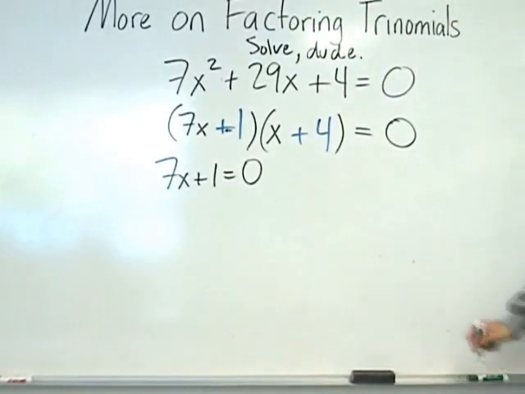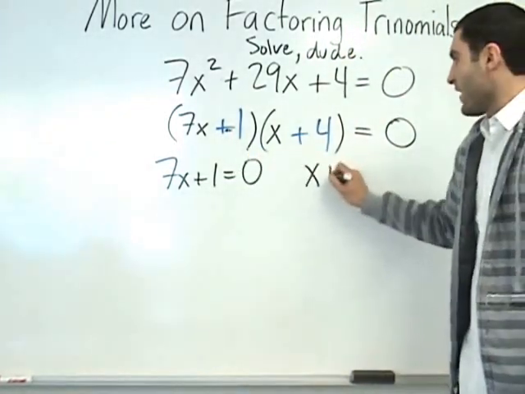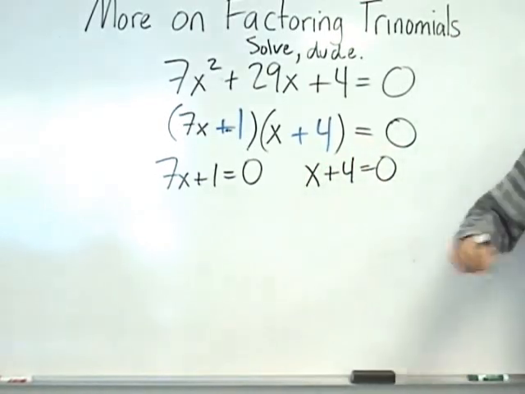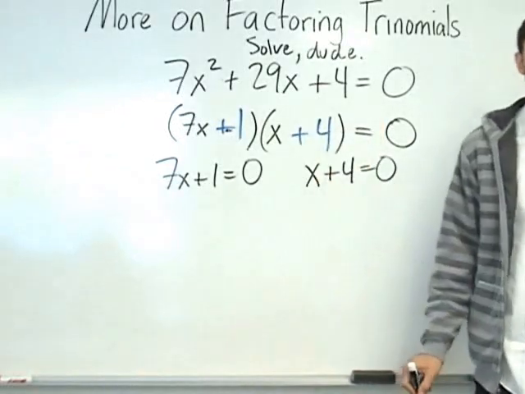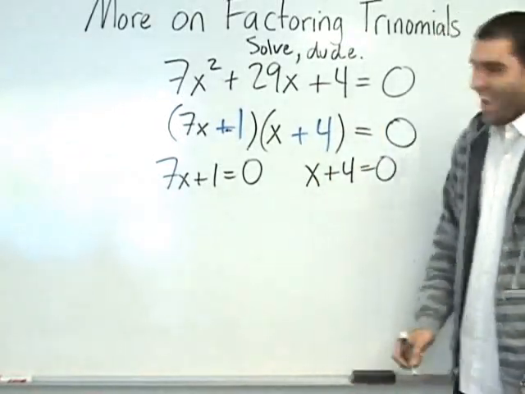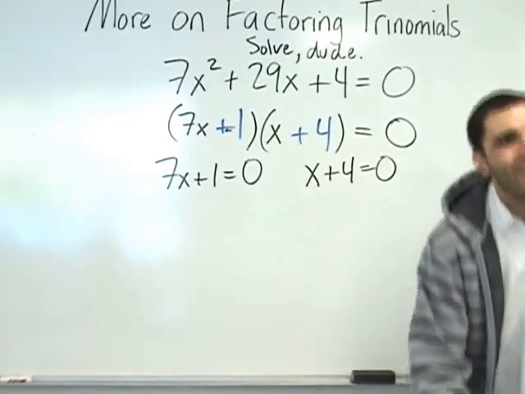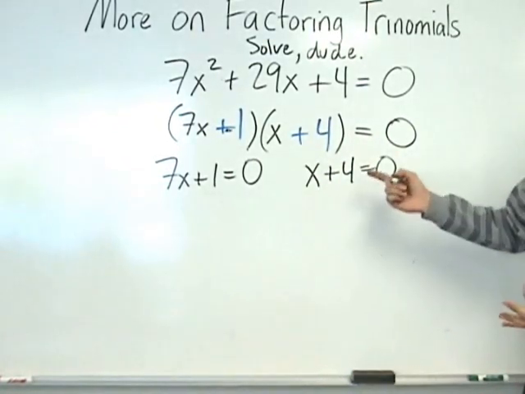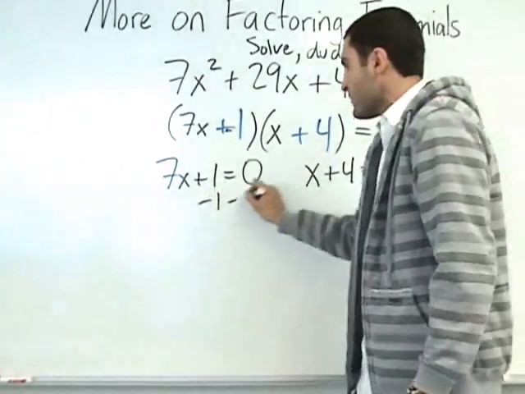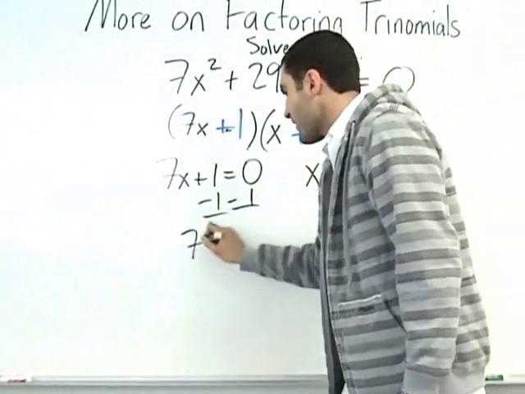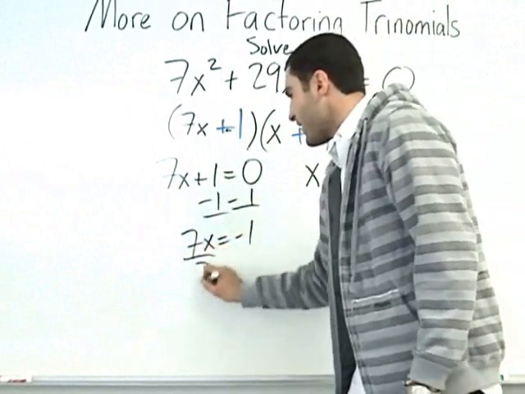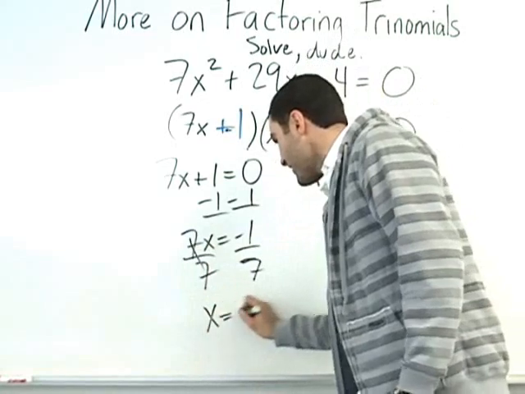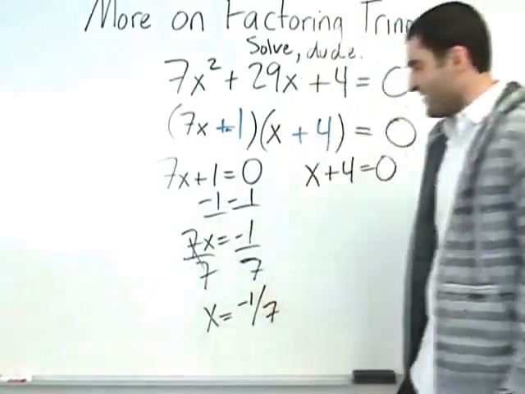Okay, so we set each factor to 0. X plus 4 equals 0. I think everyone's writing, they don't see that. Everyone's writing, and they look up, oh. Okay, and yeah, so now we solve. Here we go, 7x equals -1, divided by 7, divided by 7. X equals -1/7.